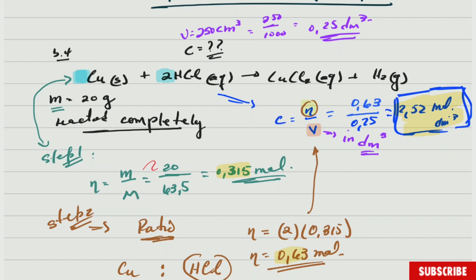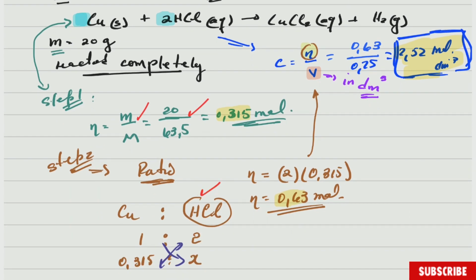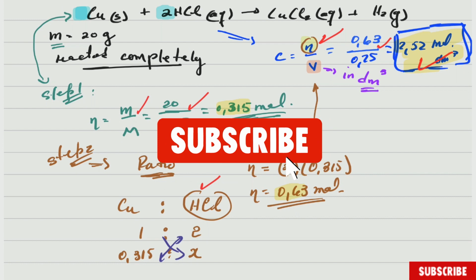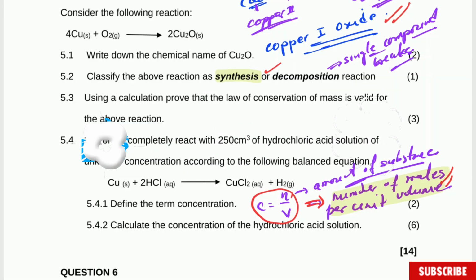Anyway, if you do that, you get 1 for this formula, 1 for this substitution, 1 for using the ratio, 1 for the ratio, 1 for this formula of concentration, 1 for the substitution, and 1 for the final answer. And this is the end of the question. It's a very good question to start practicing stoichiometry. And there is a total of 14 marks for this question.